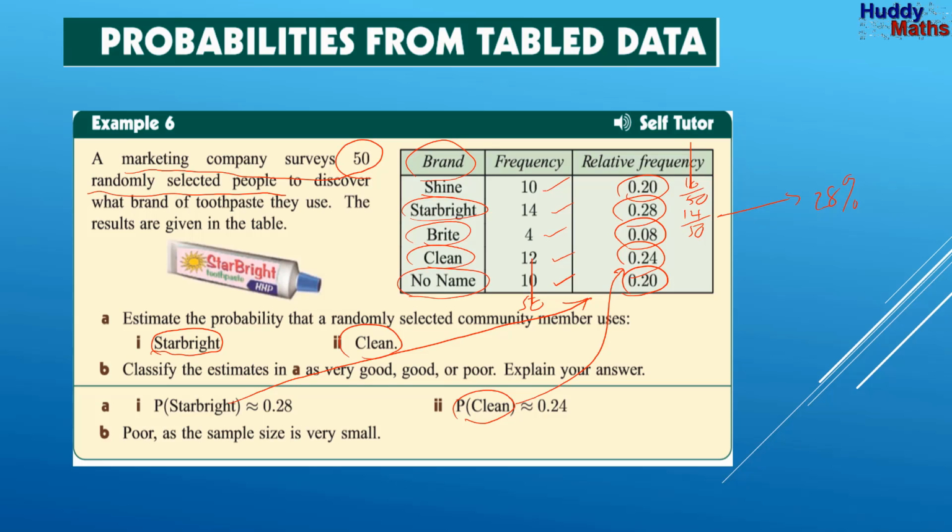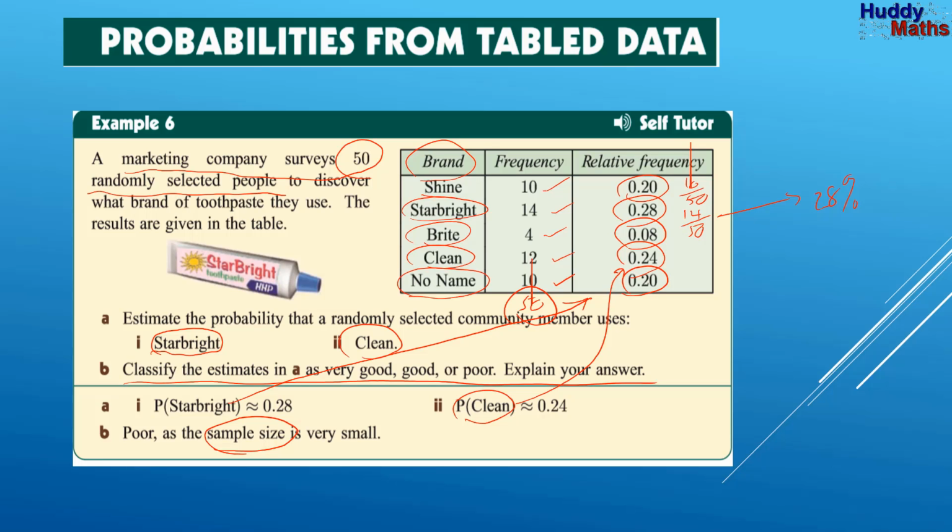And classify these estimates as very good, good, or poor. Explain your answer. Well, they only took 50 people. There could be a lot more people using toothpaste than 50, isn't there? Thousands, millions use toothpaste. So very small sample size. We've sampled, or picked out, very few people overall to represent the population of all toothpaste users. Can you see the idea now? I think you can see that.